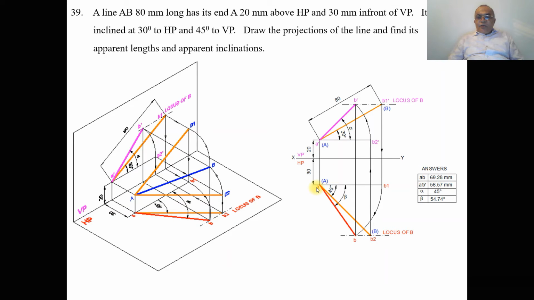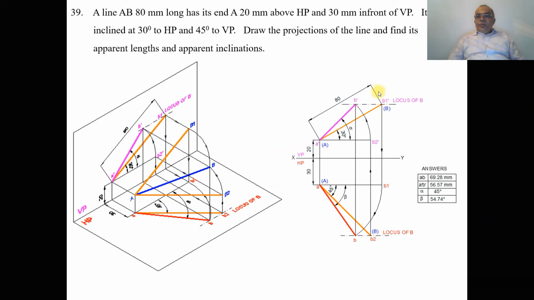But we know the position of the point A. Now we want to find out the position of point B1. So how do we find that? We have already drawn a horizontal line. Since this is the front view, this is the true length in the front view. Obviously the top view line of this A dash B1 dash should be parallel to XY.